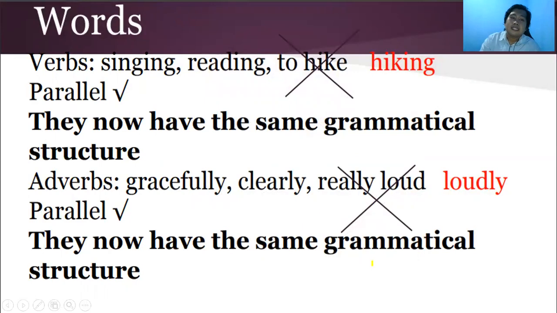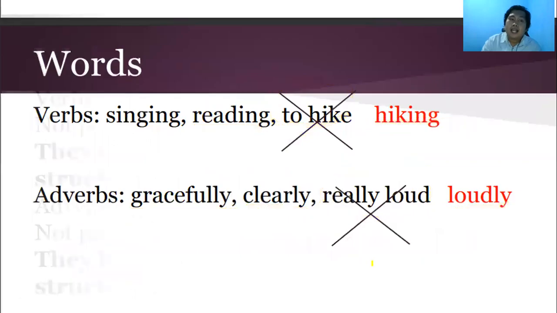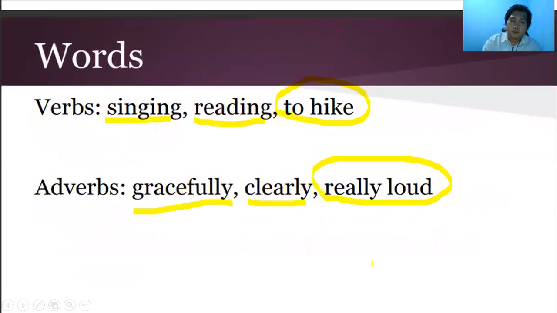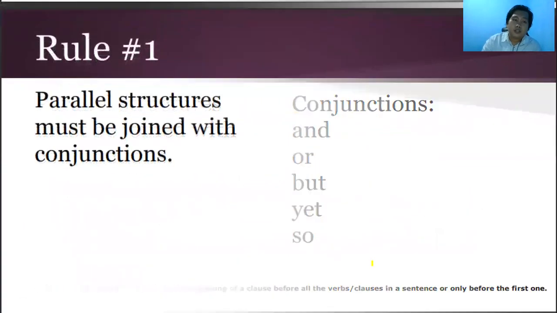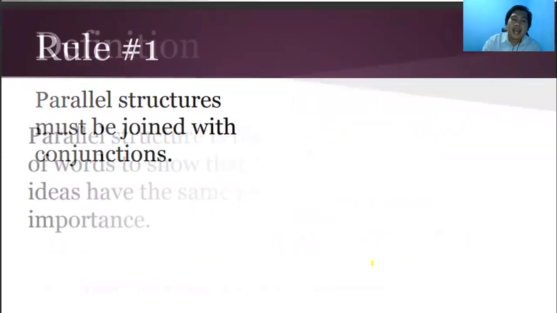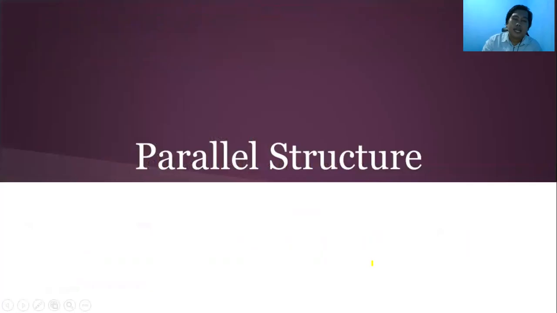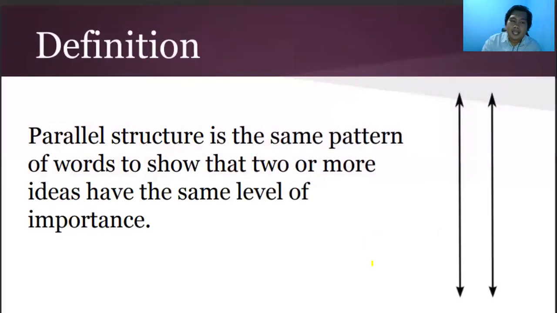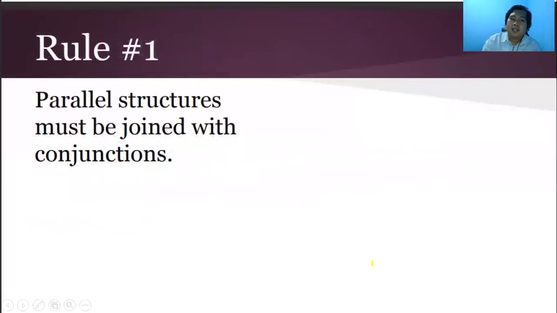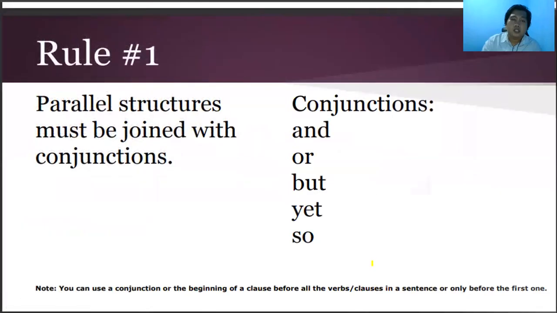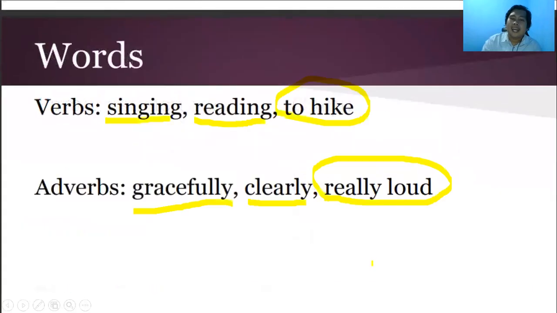So that's it about parallel structure. We just have to follow the rules. The rule is that parallel structures must be joined by conjunctions, and they must be equal, the same form. So that's all for today.